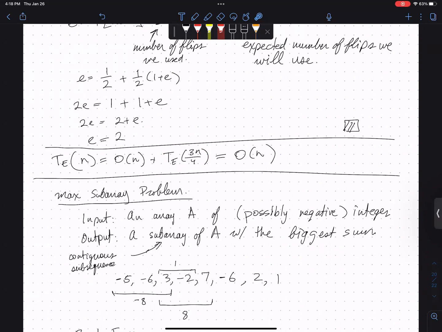How many of you are comfortable with the selection algorithm problem? All right. More. Okay, that's it for today.